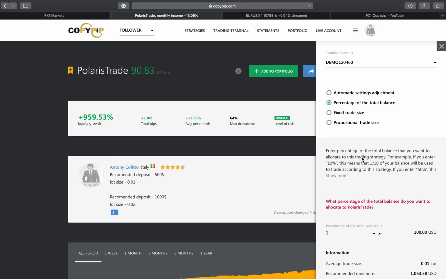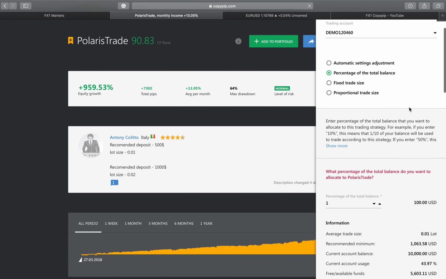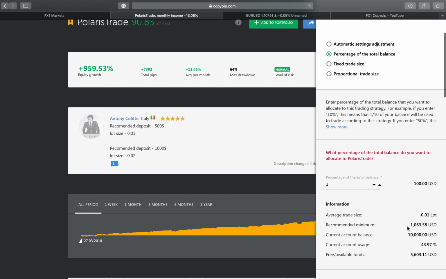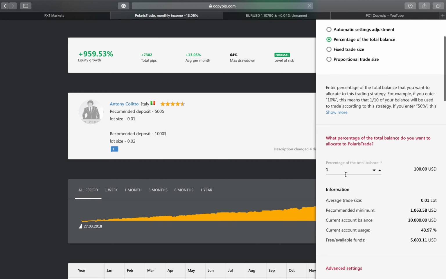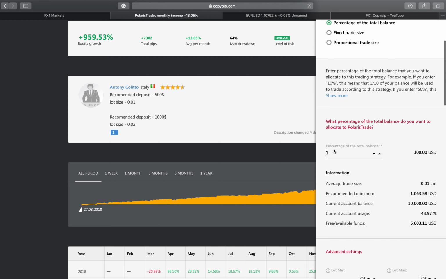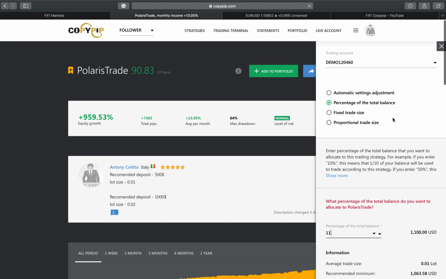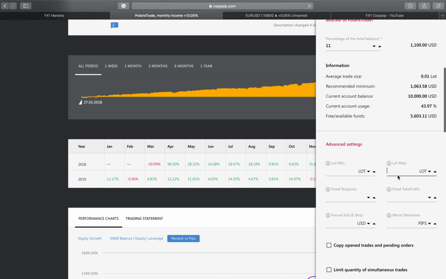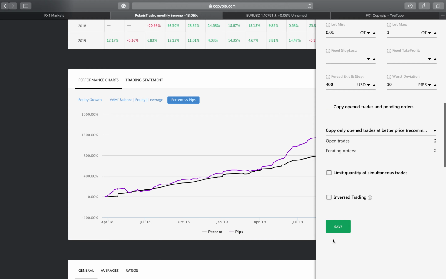I add to portfolio. One thing I need to always see is the recommended minimum, which here is $1,000. Okay, for this trader, because the recommended minimum is okay, I'm gonna just give the percentage of total balance, the lot size 0.01 here, 10 pips. I don't touch this too. The worst $400. Copy open trades and save.